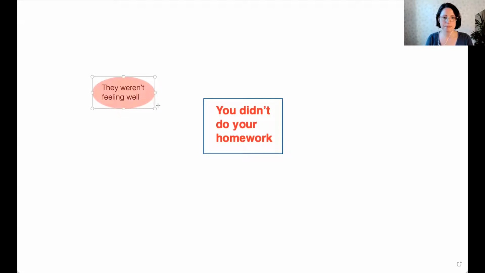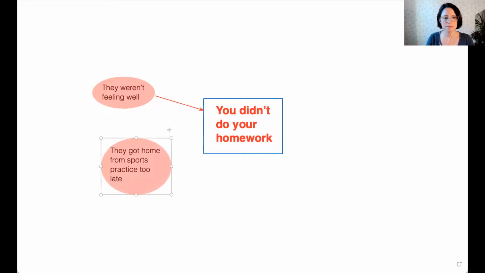They weren't feeling well. Okay, and then another lovely thing about the Zoom whiteboard is you can really easily add these lines and arrows. So it works really well in a virtual context too. Let's think of one more reason why a student maybe didn't do their homework. Maybe they didn't do their homework because they got home from sports practice too late. Okay, let's draw ourselves another oval. Okay, and we'll draw an arrow. Okay, so these are two possible causes of why a student didn't do their homework.